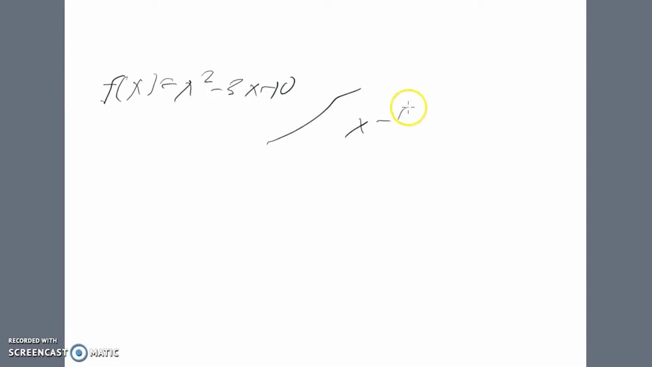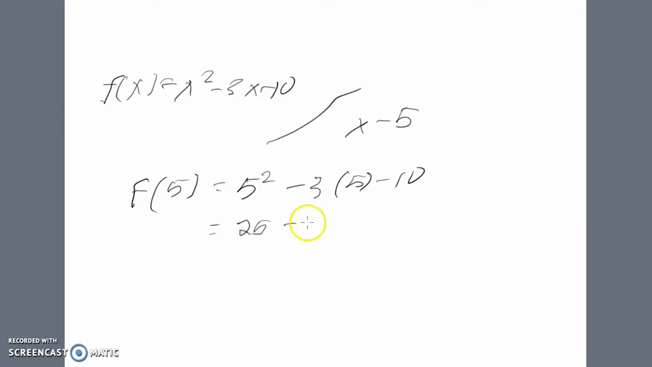Find the remainder when f of x equals x squared minus 3x minus 10 is divided by x minus 5. In order to find the remainder, we simply evaluate f of 5. F of 5 equals 5 squared minus 3 times 5 minus 10. F of 5 equals 25 minus 15 minus 10. Therefore, f of 5 equals 0.